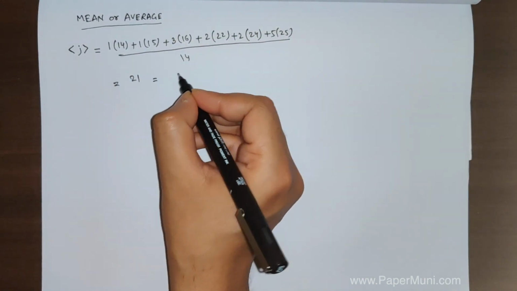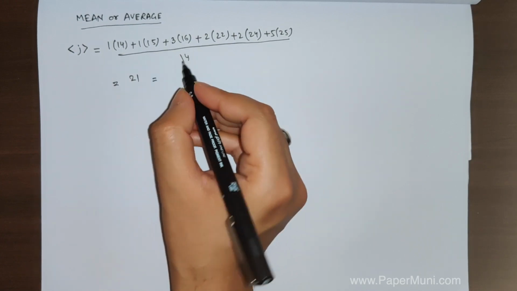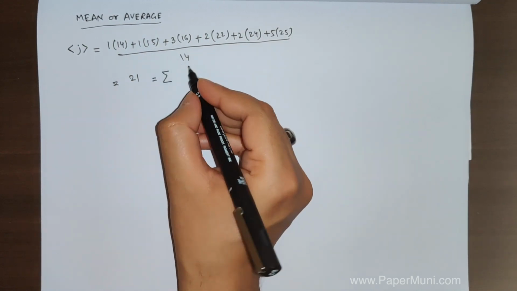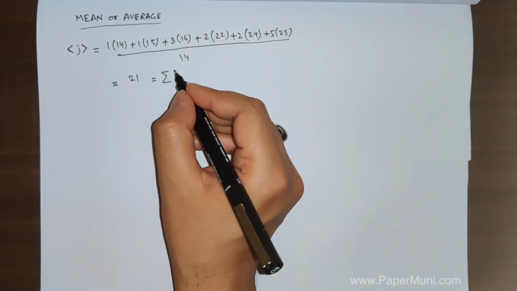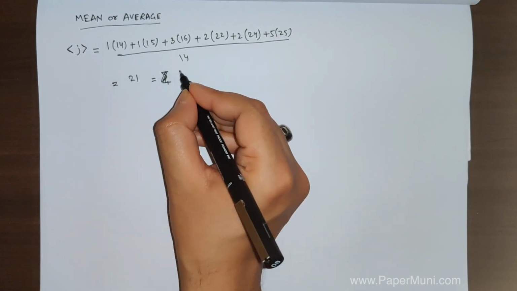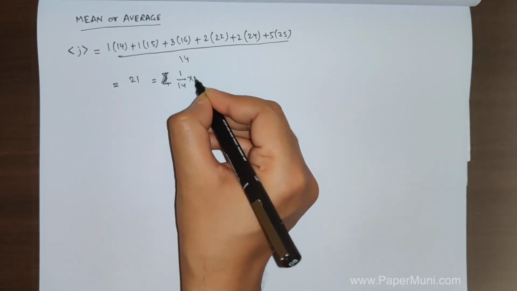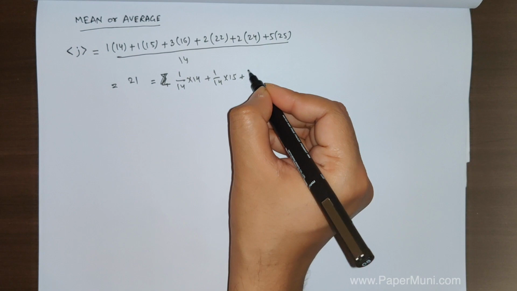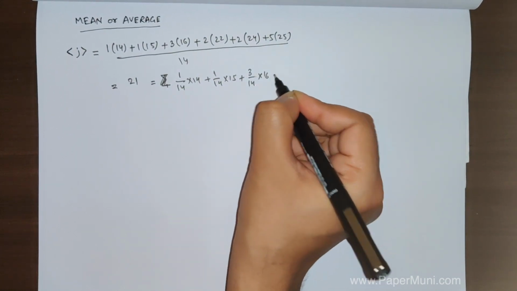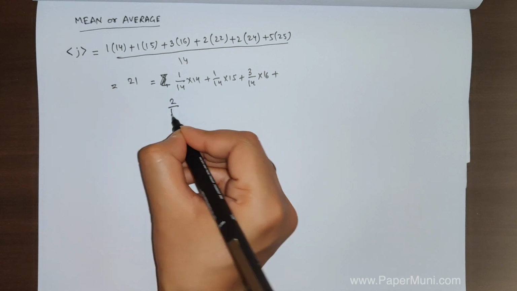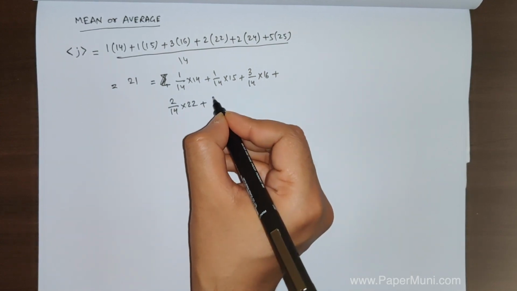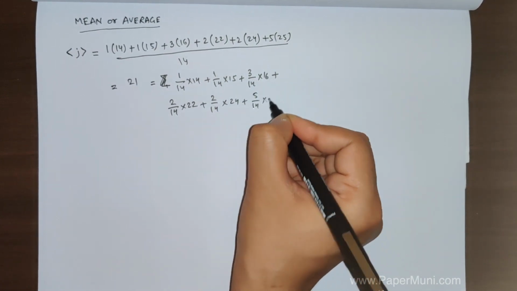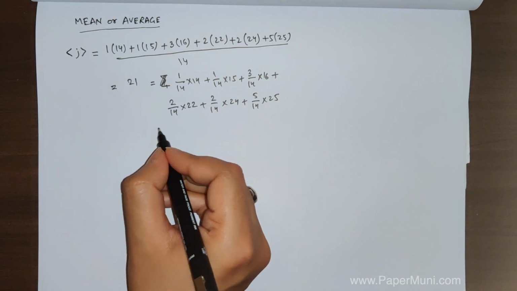You can calculate and see, or you can write it in a different way. If you see each term, it's 1 by 14 into 14. The next term is 1 by 14 into 15. Next term is 3 by 14 into 16. Next term is 2 by 14 into 22. Next is 2 by 14 into 24. Now this is 5 by 14 into 25.